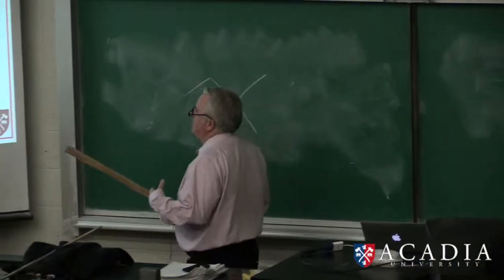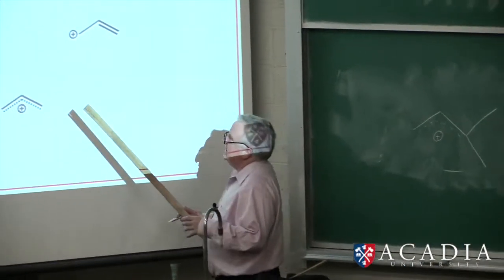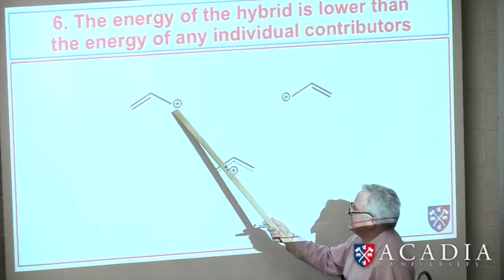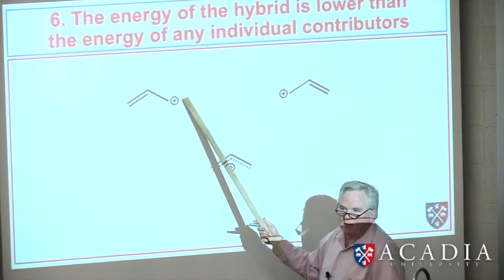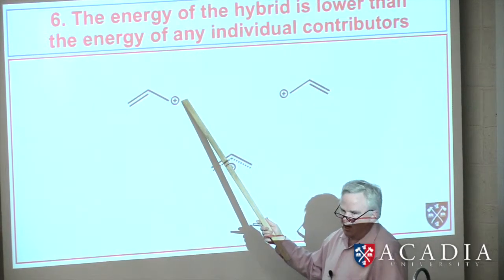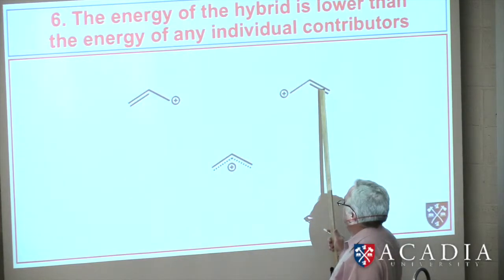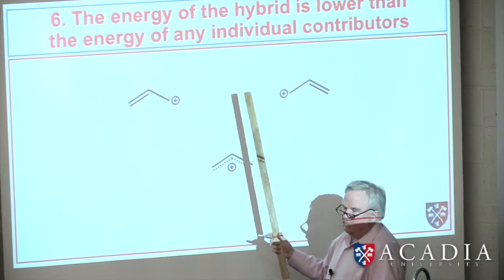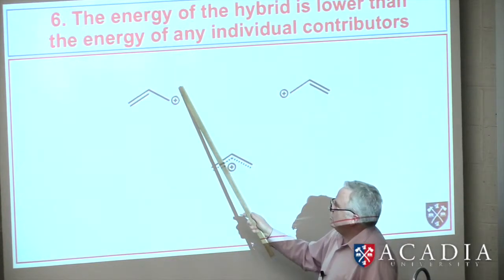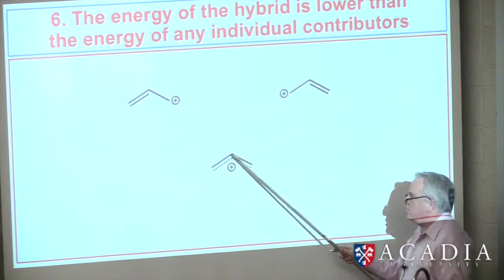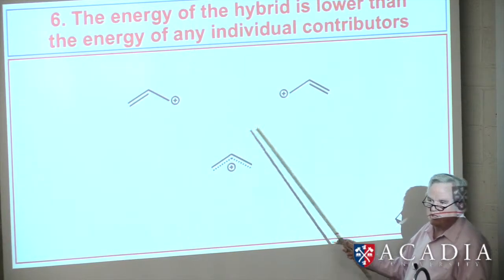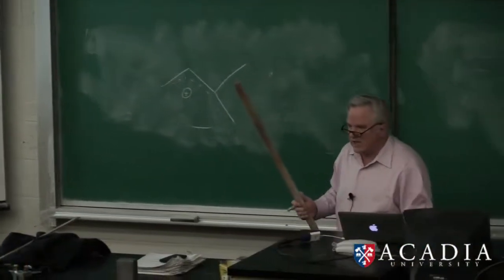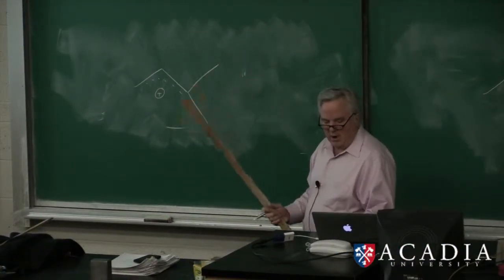The energy of the hybrid is lower than the energy, I should have that in quotes, of any individual contributors. If we think of this as being a primary carbocation, remember primary carbocations are not very stable. So if we could freeze them, which we can't, but if we could, these would be higher in energy. The true structure is going to be lower in energy than we would expect from either of those contributors. So the true resonance form is the lowest energy, and it's because we can combine.